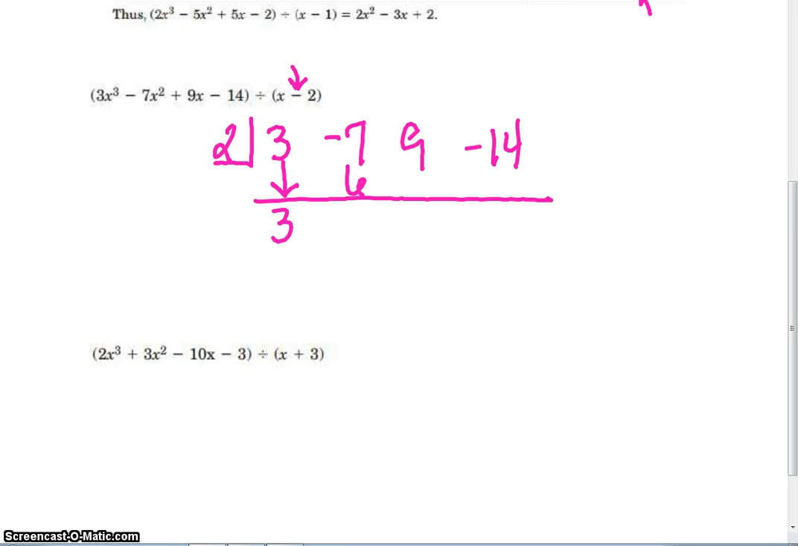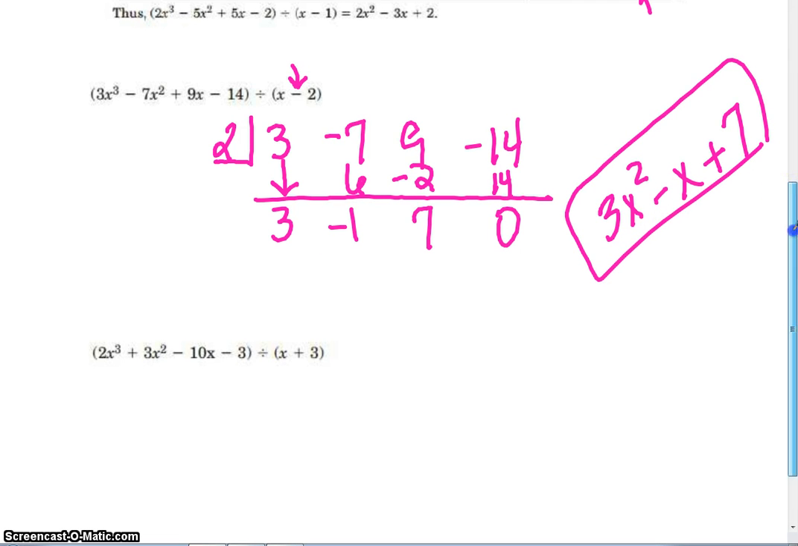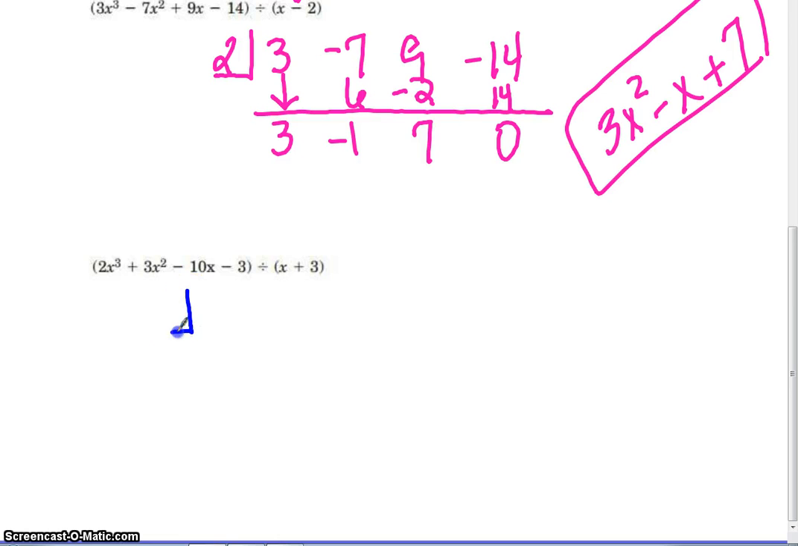So 2 times 3 is 6. Then combine these. -7 plus 6 is -1. Go again. 2 times -1 is -2. 9 minus 2 is 7. 2 times 7 is 14. -14 plus 14 is 0. Since this is a 0, there is no remainder. You're going to use these for your coefficients, and you're going to start with x squared because it's got to be one smaller. So your answer is 3x squared minus x, or minus 1x, your choice, plus 7. And you're done. Hopefully you think it's a little faster and easier than long division was.